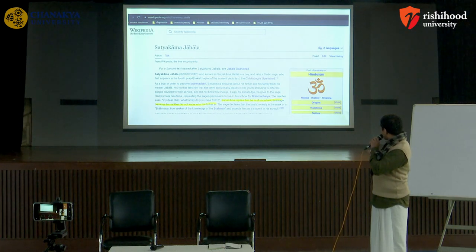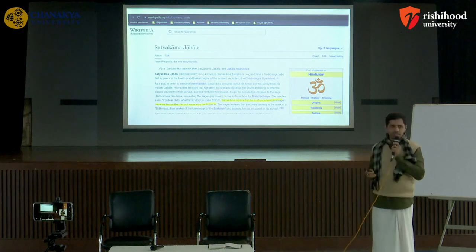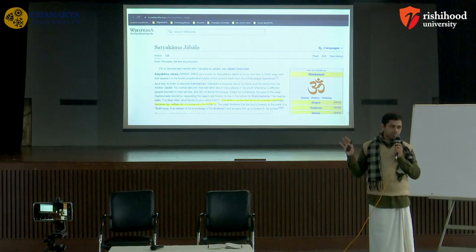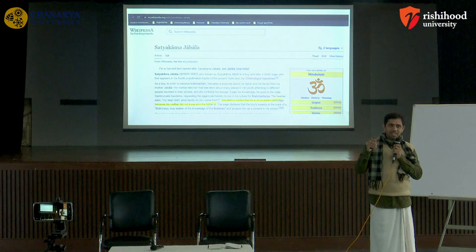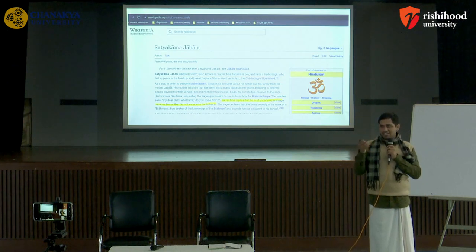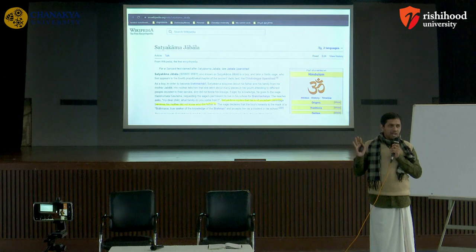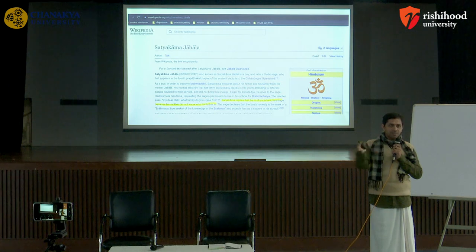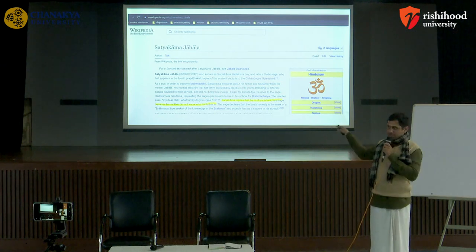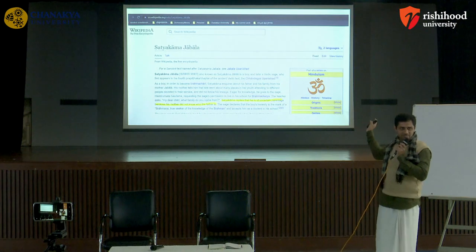Satyakama replies that he is of uncertain parentage, because his mother did not know who the father is. So what they're assuming is that she was a prostitute. She didn't know who the father is, because she worked in many places. She was like a maid, working in many houses, and she didn't know who the father is. And therefore she didn't say what gotra he belongs to. This is how Wikipedia says it.